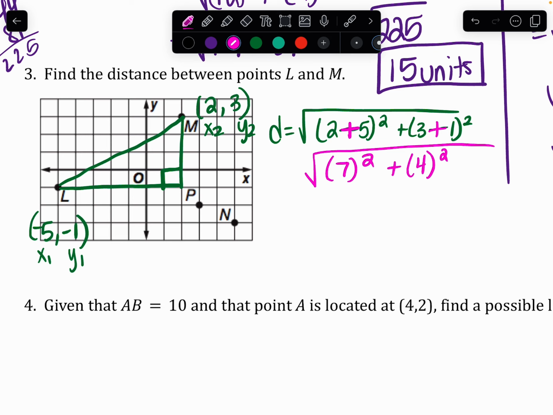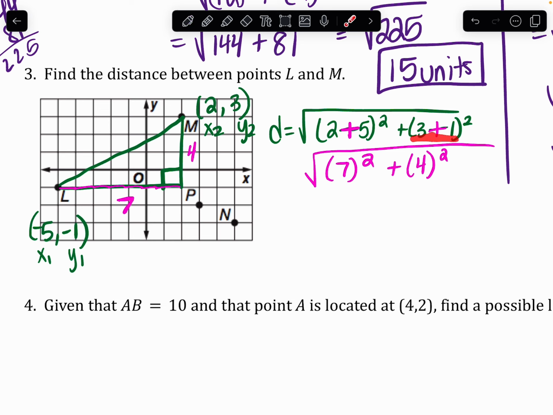Now, if you count the distance here, 1, 2, 3, 4, 5, 6, 7, notice that that gives you 7. And that's the difference in the x coordinates. x2 minus x1 gives you that length between the x's. And then if you count this distance, 1, 2, 3, 4, you'll notice that when we did y2 minus y1, we were given this length.